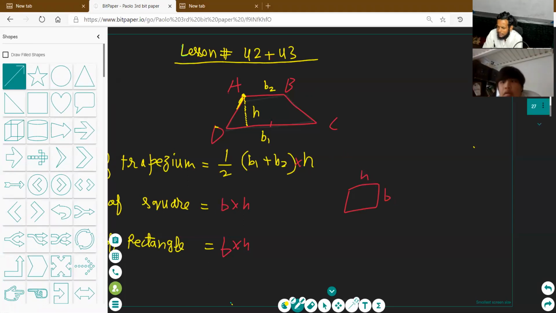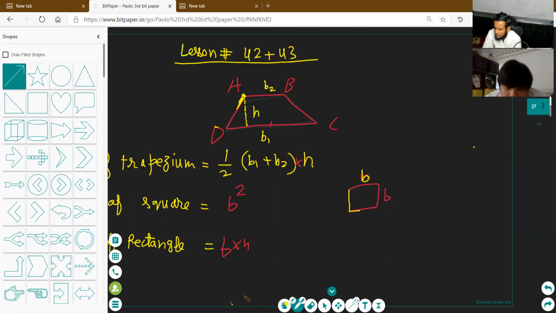Wait, this is wrong. This is not a square. In a square all sides are equal. Okay? This is B. All sides are equal. B square. Okay. Write the rectangle.